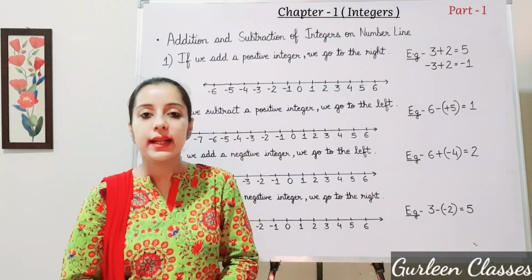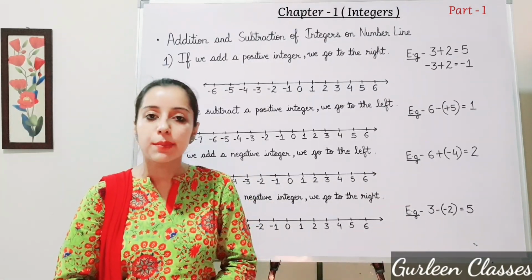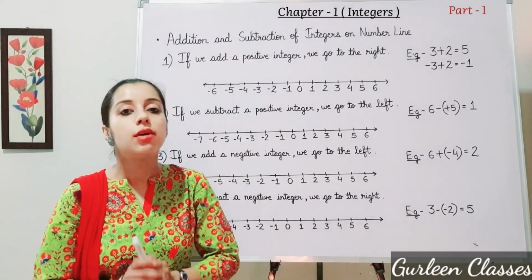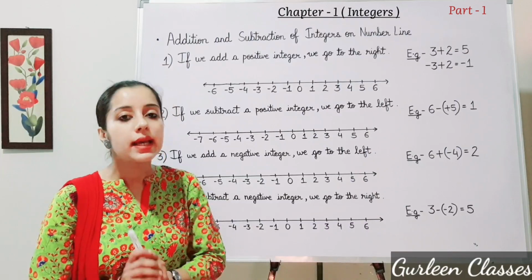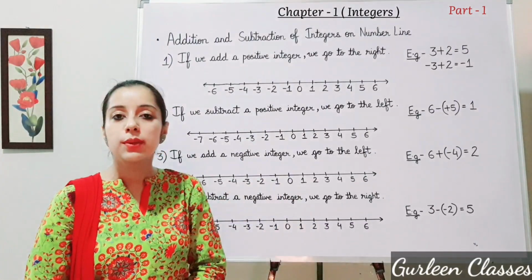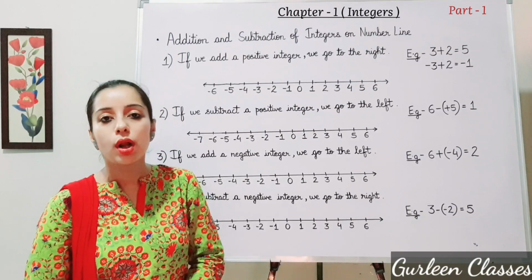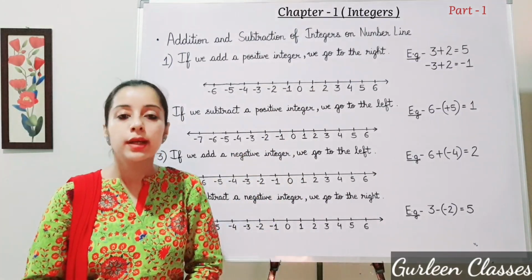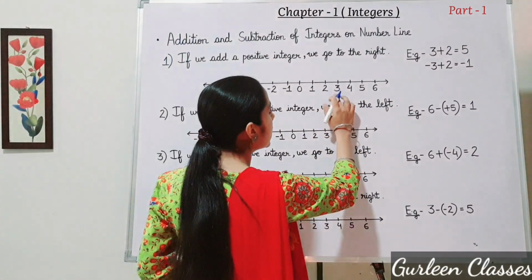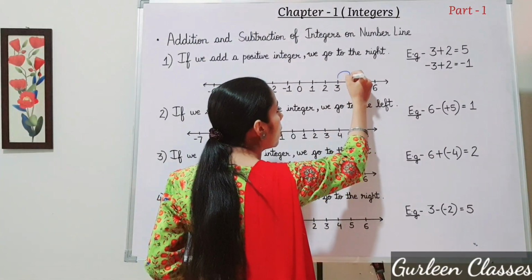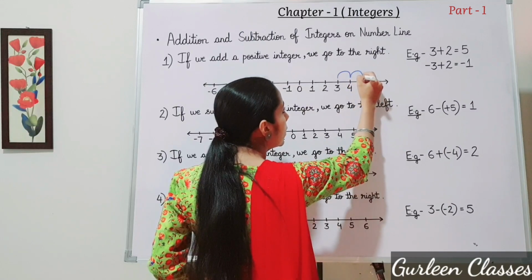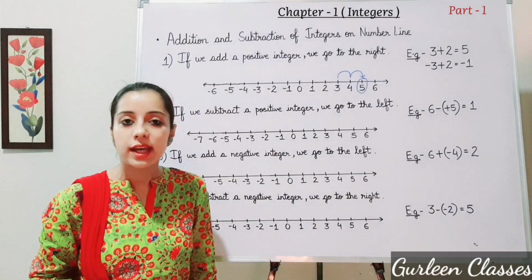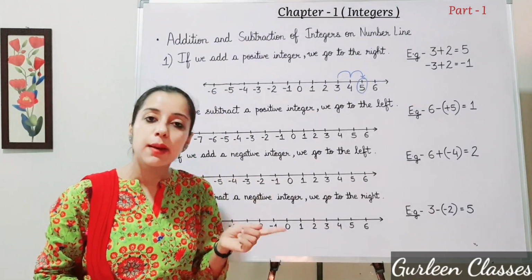So now let us see addition and subtraction of integers on number line. First fact, if we add a positive integer, we go to the right. Example, 3 plus 2 is equal to 5. As we all know that positive integers are right side of 0. So 3 plus 2. 3 is here. Add 2 steps forward. 1, 2. So the answer is 5. 3 plus 2 is equal to 5. We are adding using number line.